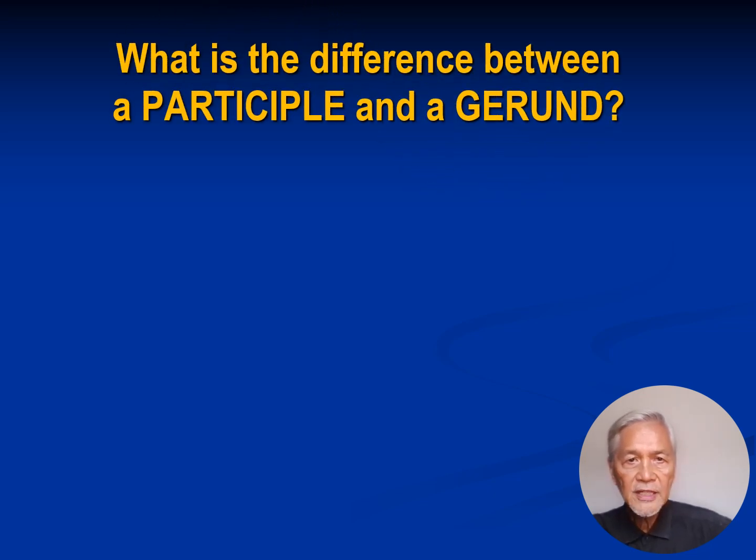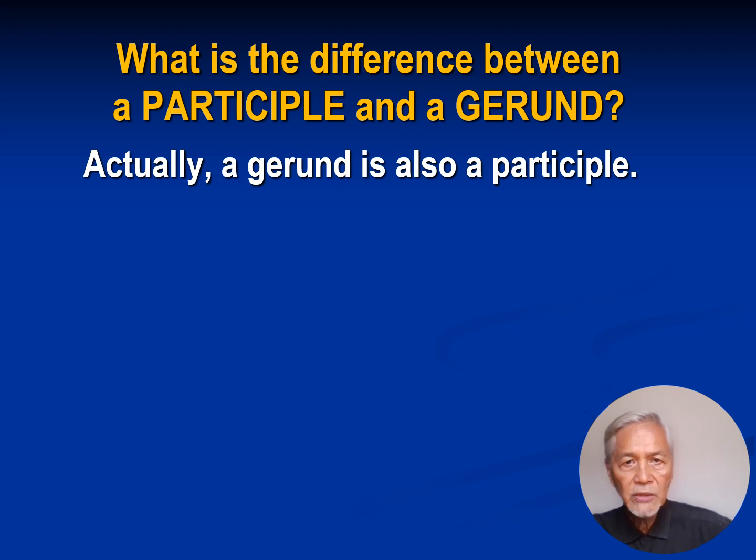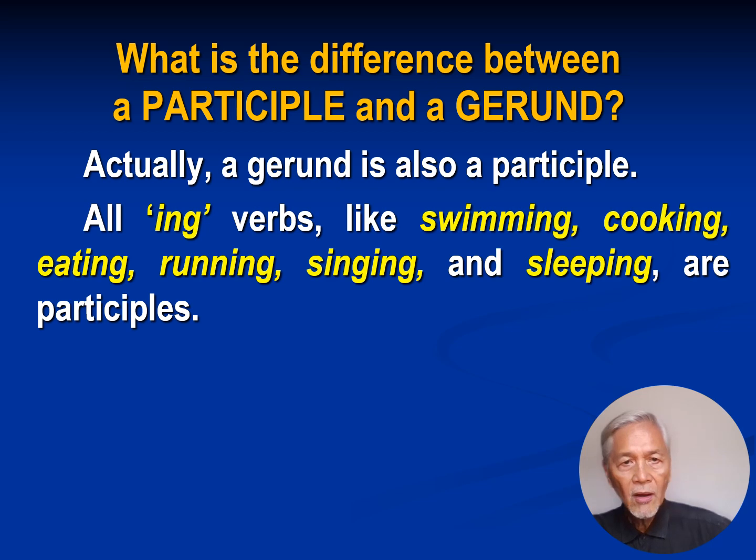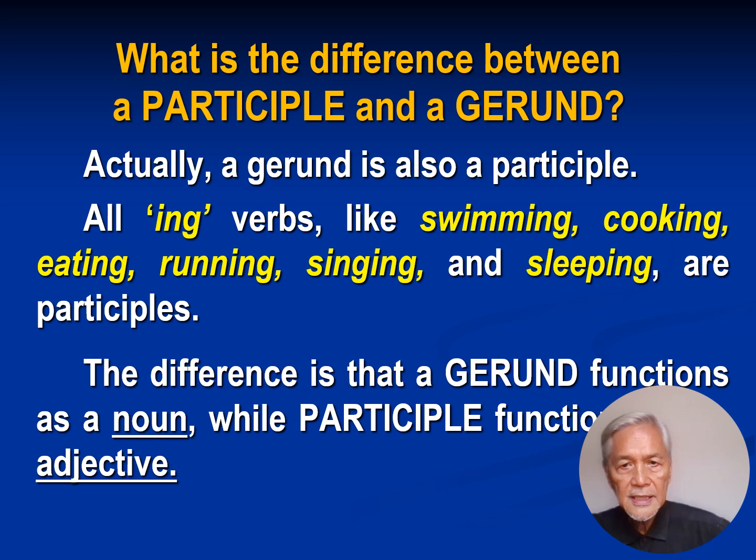What is the difference between a participle and a gerund? Actually, a gerund is also a participle. All ing verbs like swimming, cooking, eating, running, singing, and sleeping are participles. The difference is that a gerund functions as a noun, while participle functions as an adjective.